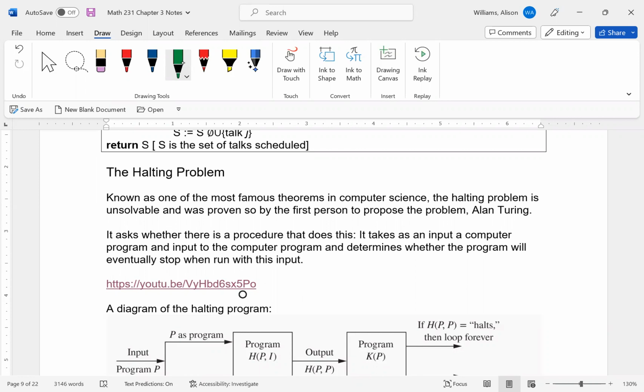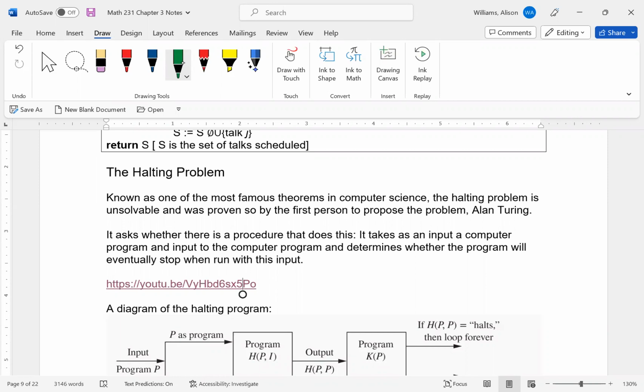And here's how it goes. It asks whether there's a procedure that does this. It takes as an input a computer program and an input to that program, and determines whether the program will eventually stop when it runs on this input. Okay, so it's this idea that if we put a program into the program, will it run forever or will it eventually stop? That's the question. And it has no answer. It's unsolvable.